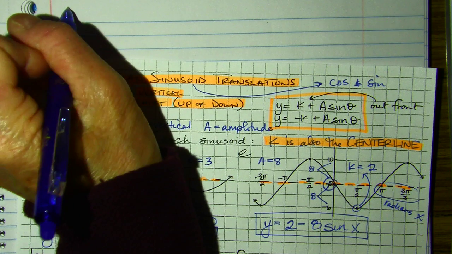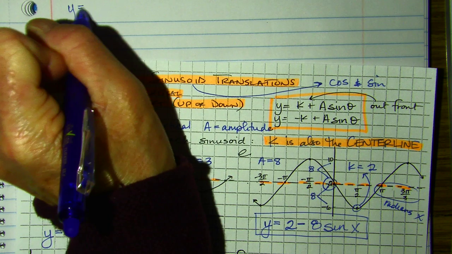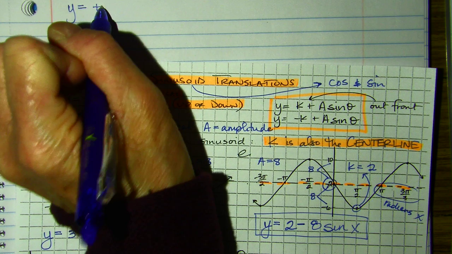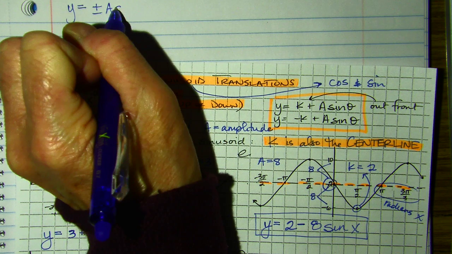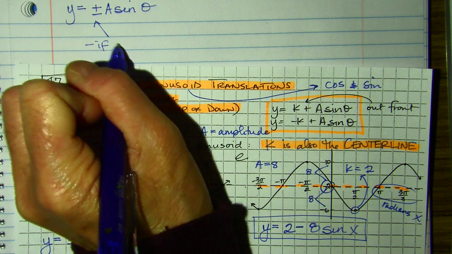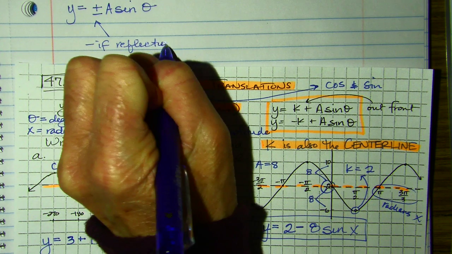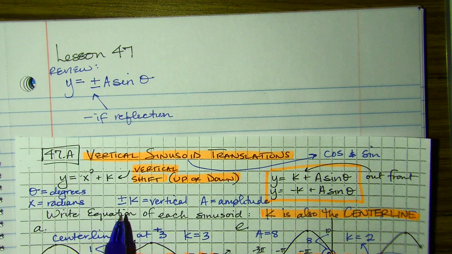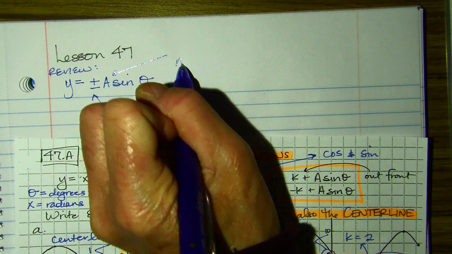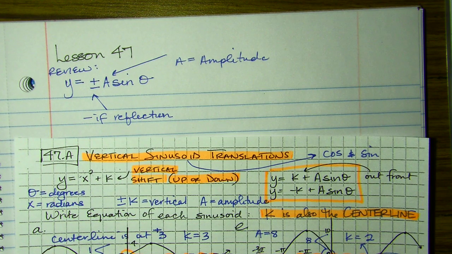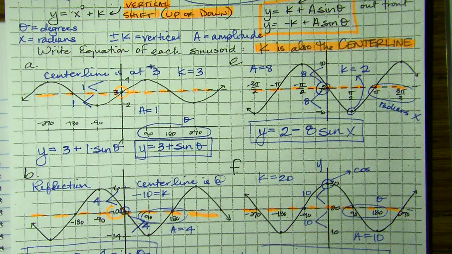So review, remember I have y equals, I have either a positive or a negative amplitude sine of theta. It's negative if reflection. This is review from the first lesson that I taught you on graphing. Sorry, you can't see that. And A is our amplitude. So the only thing we added today was a shift up or down.